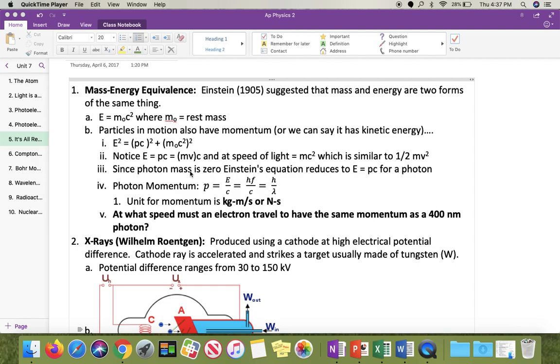All right, so here's the deal. The unit for momentum, if we remember, is a kilogram meter per second or a Newton second. I still have a hard time writing the unit of a kilogram meter per second for a photon, because a photon is massless. So I tend to use the Newton second here, but use what you want.